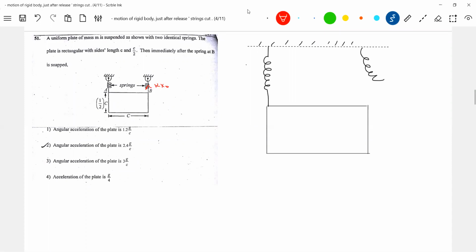I'll just show it. Kx naught, and the weight mg will act. So for equilibrium, what we can write here only, I'll write it: 2 kx naught minus mg equal to 0. Now what will happen to the weight mg? The weight mg should act. So the weight mg will act.